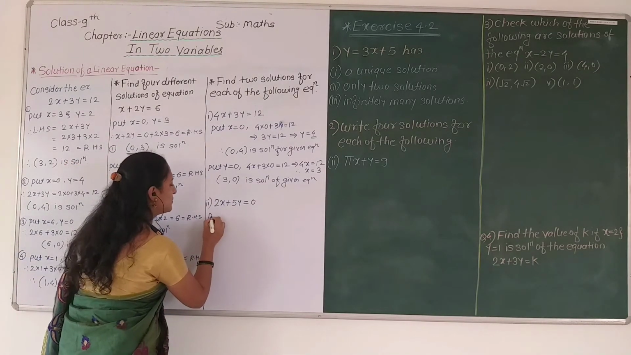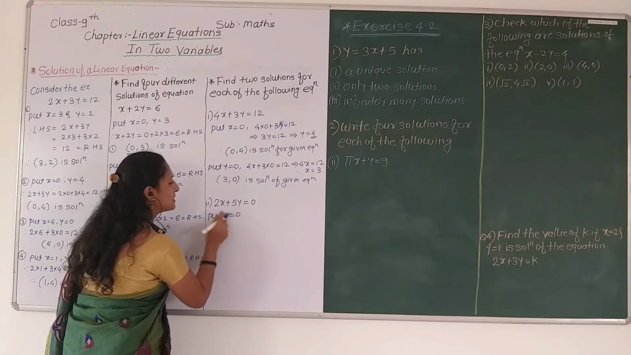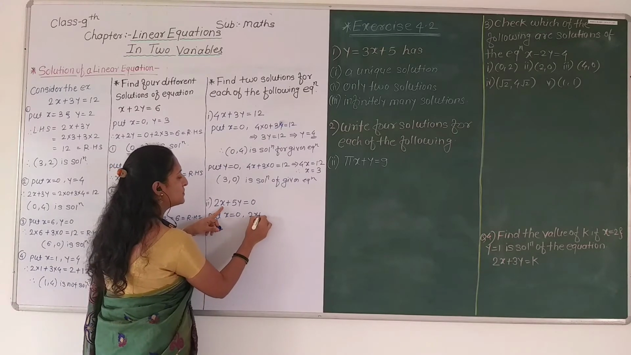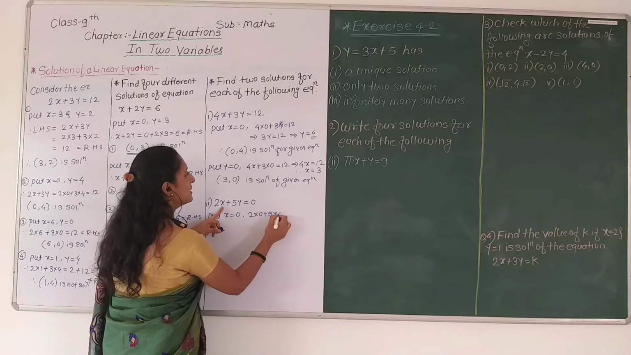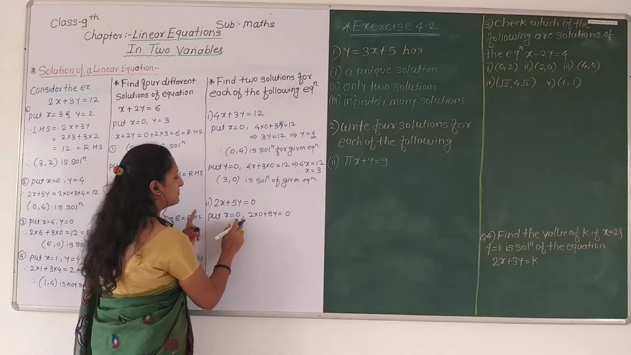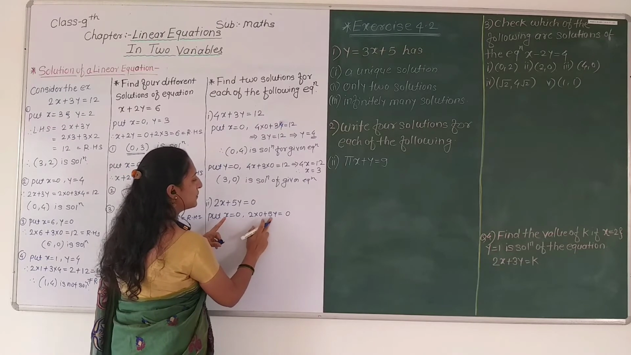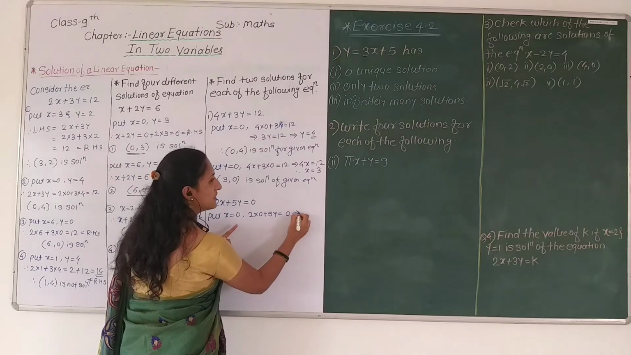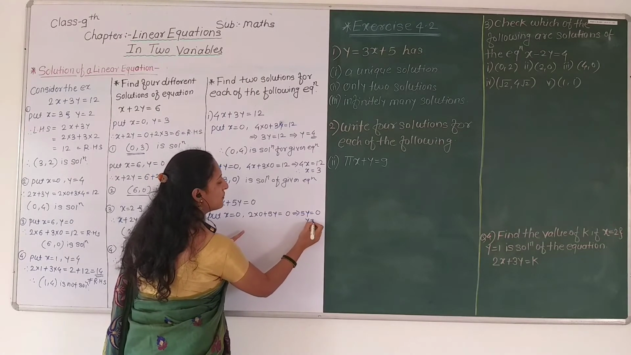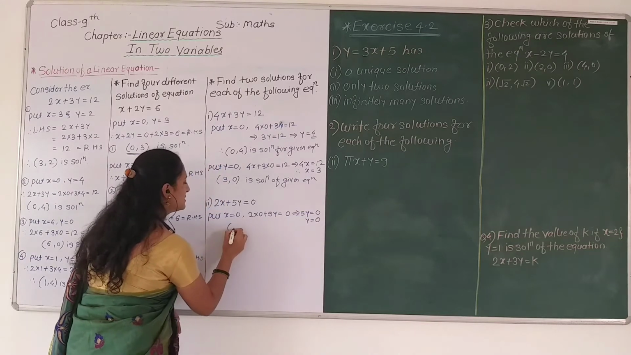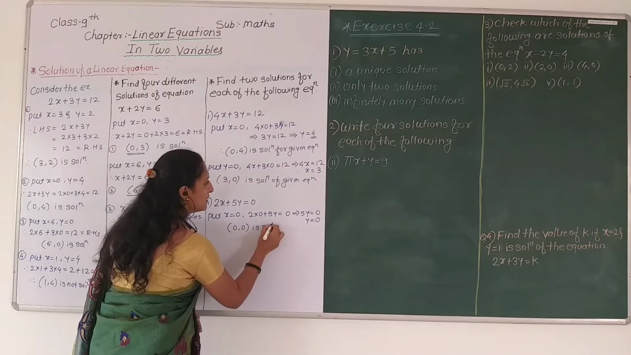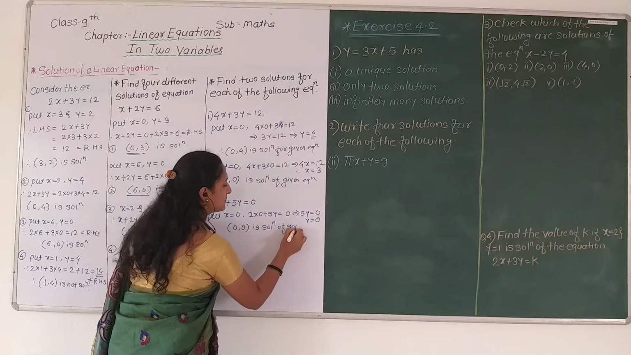Okay. So first I put x is equal to 0. If I substitute x is equal to 0 in the equation, let us check here: 2 into 0 plus 5y is equal to 0. Right? 2x plus 5y is equal to 0. That means 2 into 0 is 0, and 5 into y gives 5y is equal to 0. So we get the value of y is also 0. That means x is equal to 0 and y is equal to 0 is a solution of the given equation.